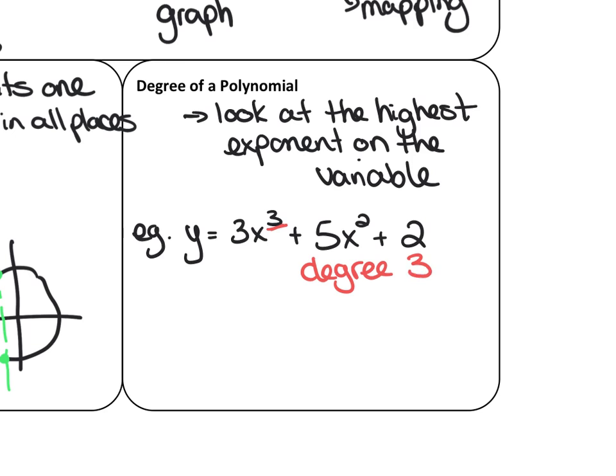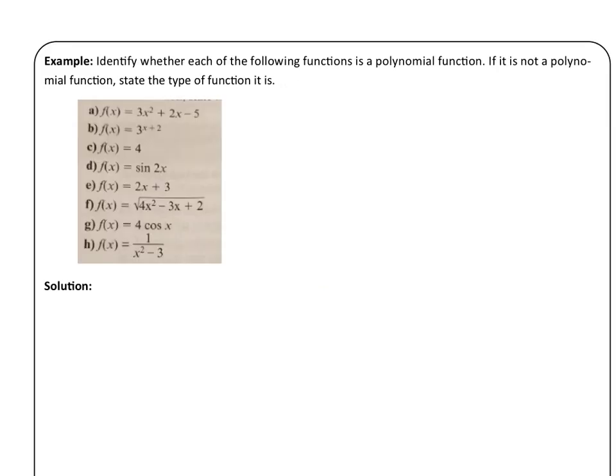Now, it is possible to have a polynomial function that looks like this. If it doesn't have an exponent on it, the exponent is 1, which we've seen. So in this case, it's just a degree 1. So you always look for the highest exponent on the x value to say what degree the polynomial is. Another type of question you'll be asked is if it is a polynomial function or not. So let's do some of these examples and I'll go through why they are polynomial functions or why they're not.